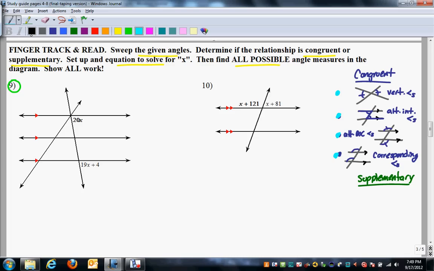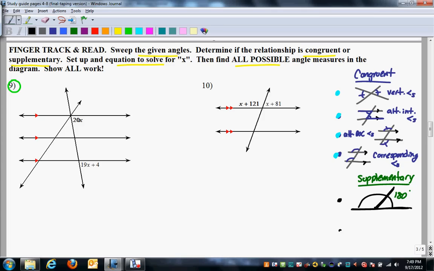Now, supplementary, we only have 2 examples. The first one is a basic linear pair. That's where 2 angles share a spine and make a line. They share a straight spine and they make a line. If you sweep that, they're back to back, share a spine, make a line. They are supplementary. They add up to 180.